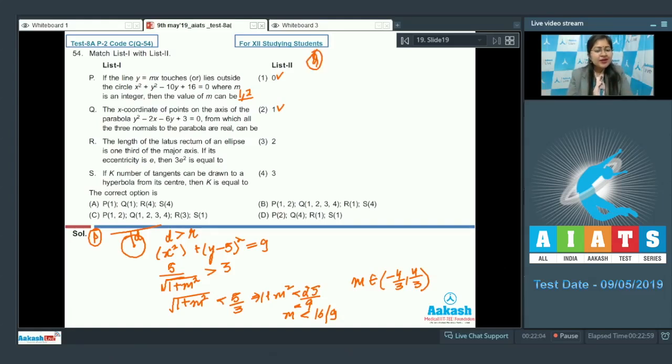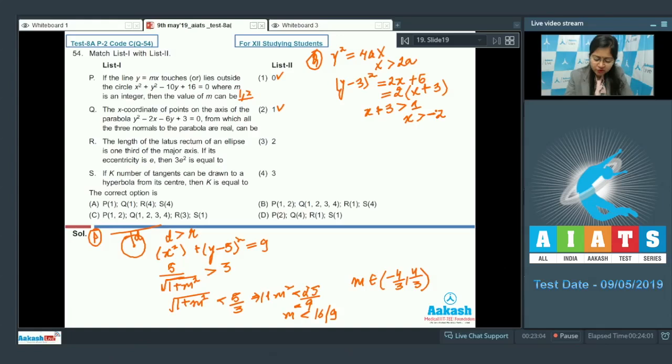Now option number Q says that the x coordinate of the points on the axis of the parabola from which all three normals to the parabola are real can be. Now if we talk about a standard parabola, that is y square equal to 4ax, then this condition is obtained when x is greater than 2a. Now for the given parabola here, that is (y minus 3) whole square minus 2x plus 3 minus 9, that is minus 6 equal to 0. So taking it on the right hand side, we will get 2x plus 6, that is equal to 2 times (x plus 3). So here we can say that x plus 3 should be greater than 1, that is x should be greater than minus 2. So from the given options, it can be seen that all 4 options can be true. So the answer will be 1, 2, 3 and 4.